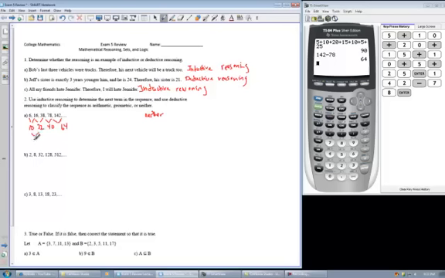So 22 minus 10 is 12. 40 minus 22 is 18. 64 minus 40 is 24. And then 18 minus 12 is a 6. 24 minus 18 is a 6.